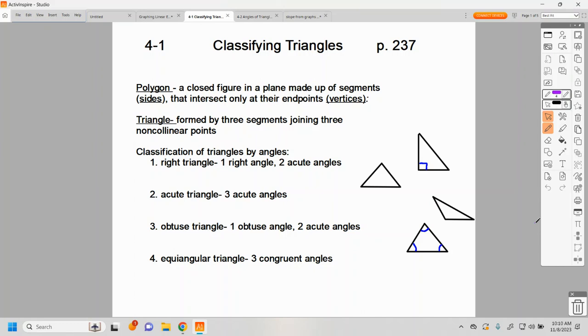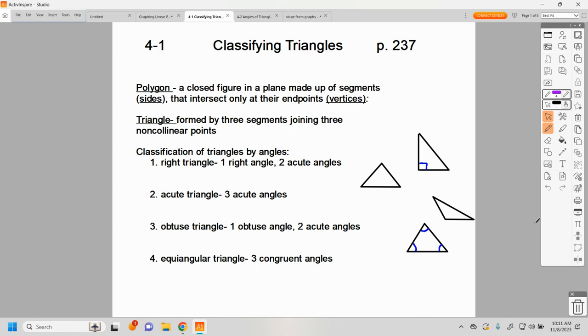Now, the classification of triangles is done by angles and sides. All right. Angles, you have a right triangle, which only has one right angle. Acute triangle, all right. Every triangle has 2 acute angles, so to be an acute triangle, all 3 have to be acute. An obtuse triangle only has 1 obtuse angle because you literally can't have 2, because they have to add up to 180, and obtuse means greater than 90, and that would be impossible.